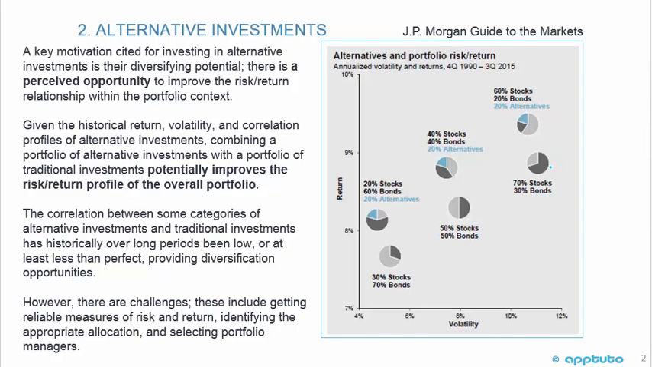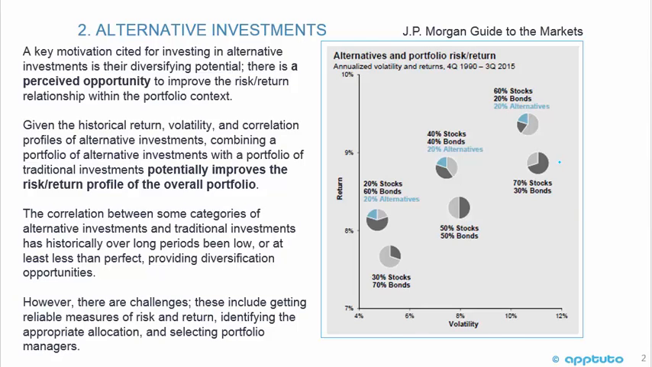Given the historical return, volatility, and correlation profiles of alternative investments, combining a portfolio of alternative investments with a portfolio of traditional investments potentially improves the risk-return profile of the overall portfolio. The correlation between some categories of alternative investments and traditional investments has historically over long periods been low, or at least less than perfect, providing diversification opportunities.